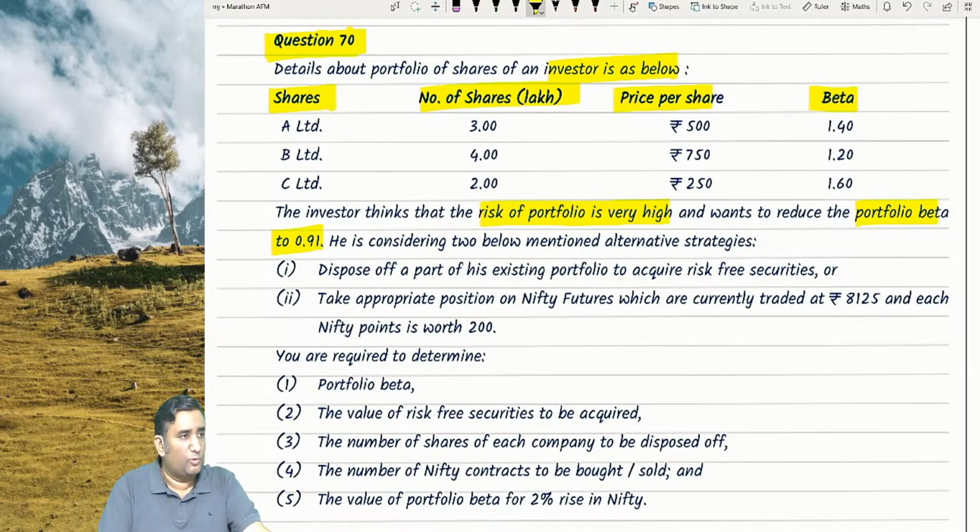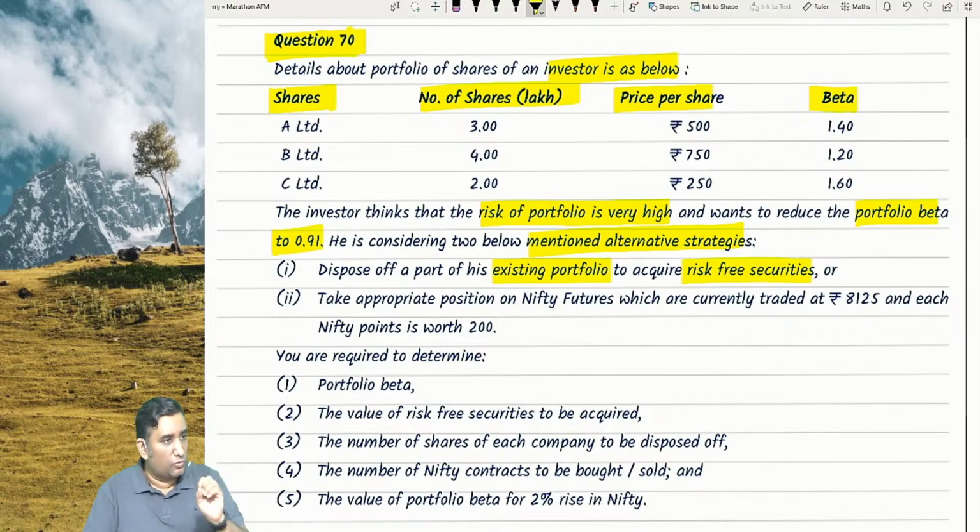We do not know as of now... is high and wants to reduce. He is considering two below-mentioned alternative strategies. First is to dispose of a part of his existing portfolio to acquire this.